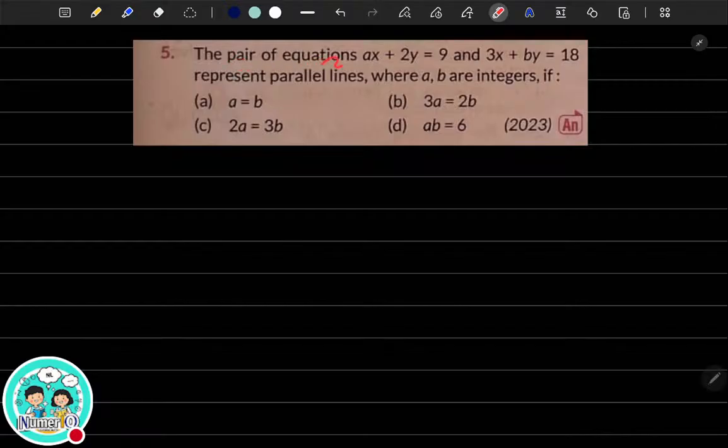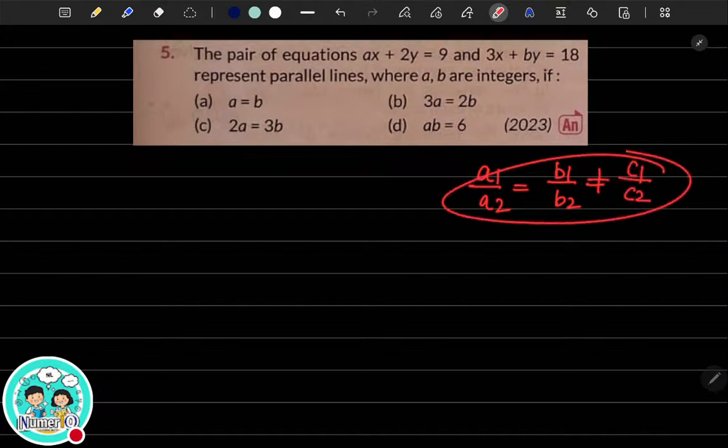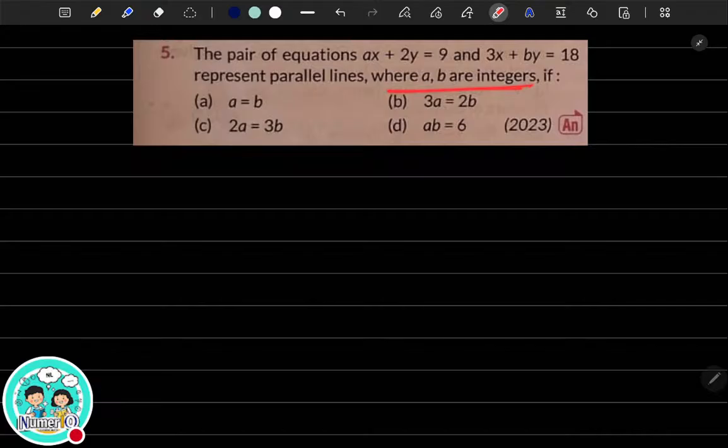You are given a pair of equations and you are also told that they represent parallel lines. So the minute you see parallel lines, what scenario should you think of? It is the third scenario, wherein A1 by A2 is equal to B1 by B2, but that is not equal to C1 by C2. So this scenario should immediately come to your mind, where A and B are integers. Can you check which of the conditions is true?